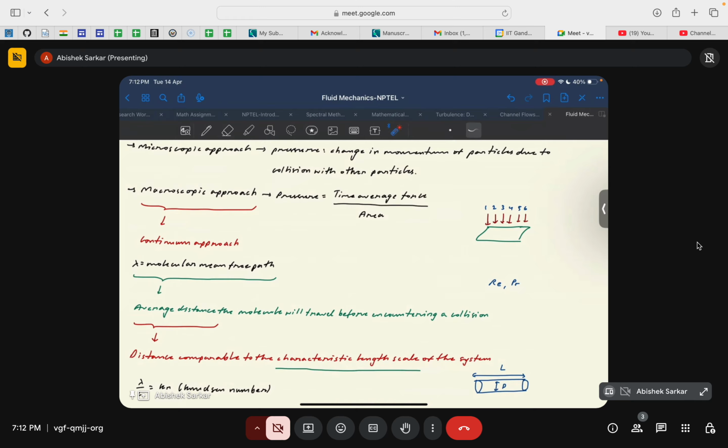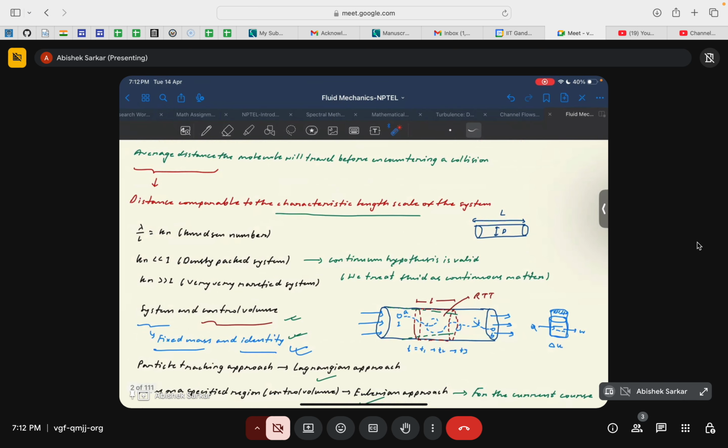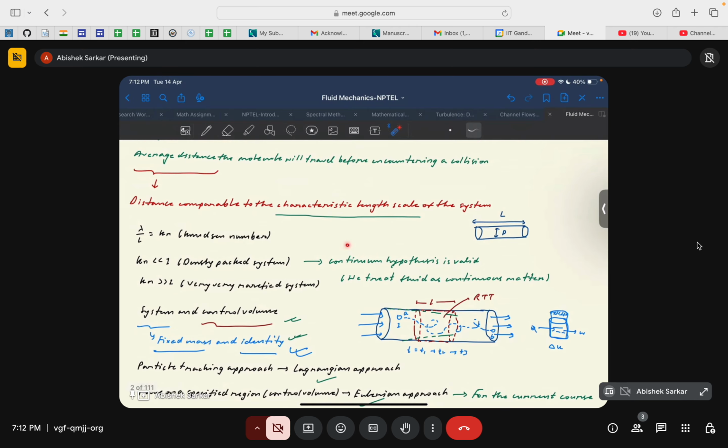And these functions being continuous was parameterized by a non-dimensional number known as the Knudsen number. Okay, so if the Knudsen number was much less than 1, it implied a very densely packed system and the continuum hypothesis was valid. But if the Knudsen number is much greater than 1, this type of system cannot be treated by the continuum hypothesis, and this implied a very highly rarefied system, that is, fluid molecules in the flow domain are much farther apart than the characteristic length scale of the flow.